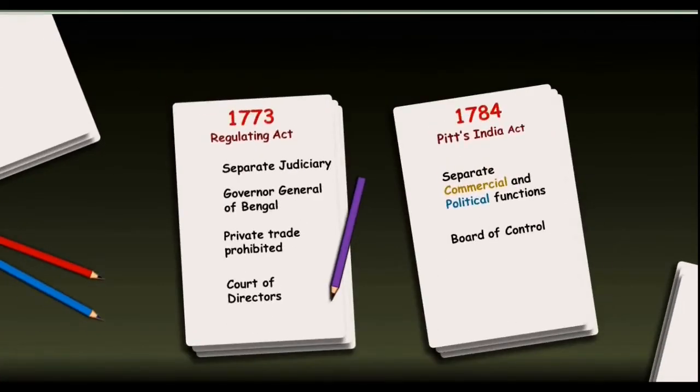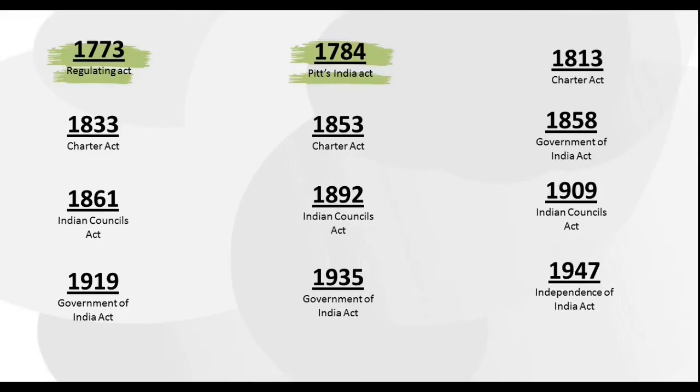But before that, a quick revision. We have two acts and 6 points to remember. In the Act of 1773, we have a separate judiciary, a governor general, prohibition of private trade, and a Court of Directors. And in Pitt's India Act, separation of commercial and political activity, and the Board of Control. Excellent. So now, Charter Acts.